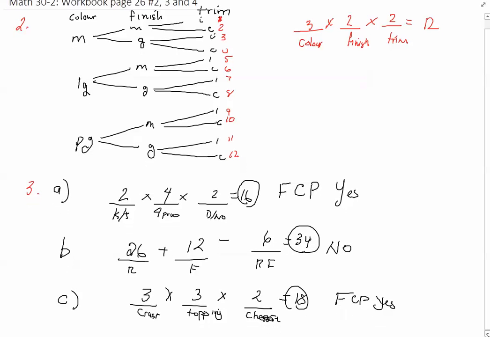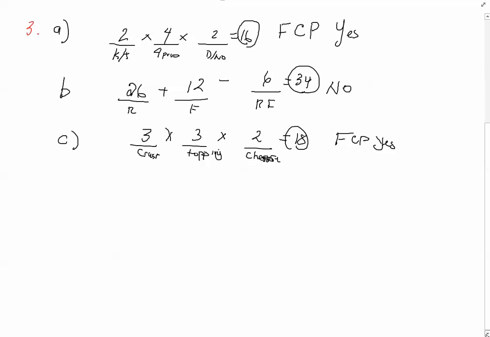So now let's look at D. D has us rolling a sum of 8. And so this is not as clear. There isn't just this and this and this. We have to think about different possible scenarios. And so this does not include the fundamental counting principle.